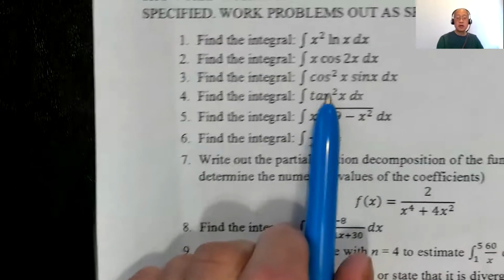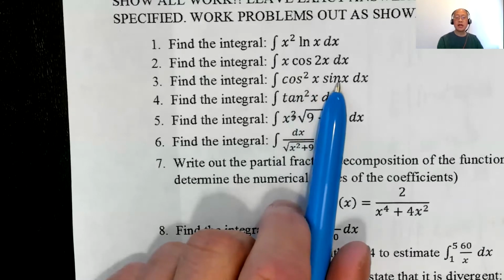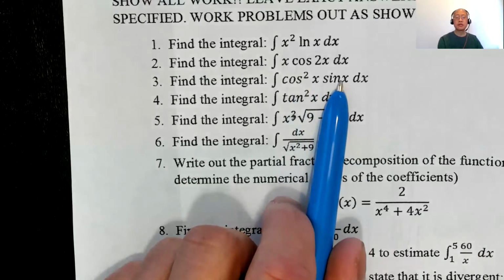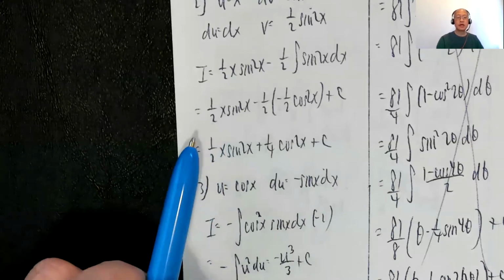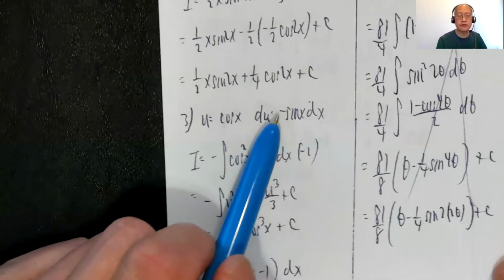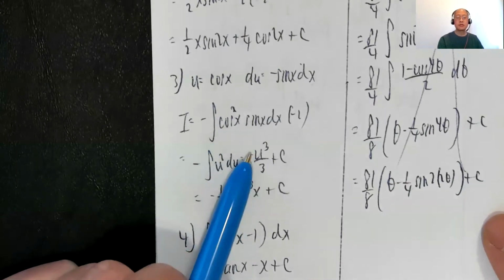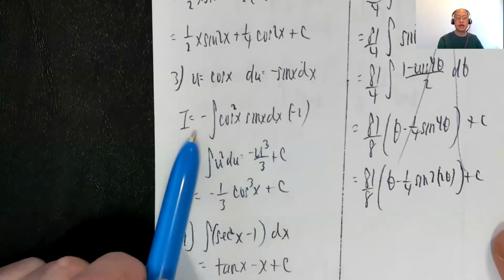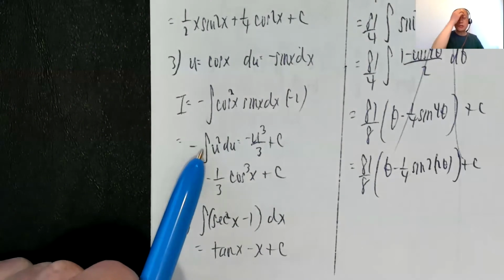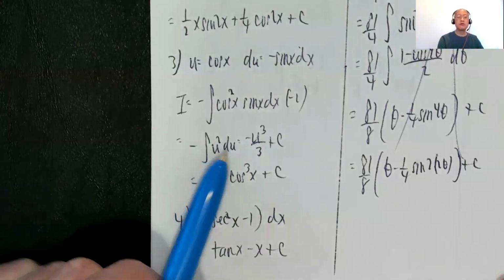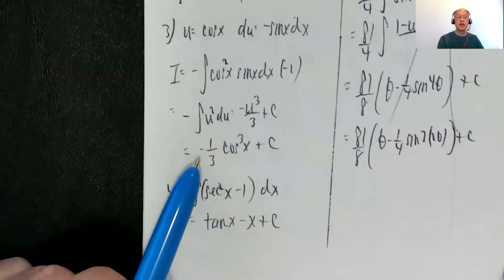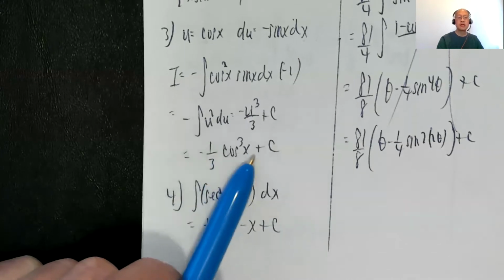Number 3, you've got cosine and sine and an odd exponent. So that's the best case of working this out. Let u be cosine x, du is negative sine x dx. So I becomes multiplied by negative 1 inside and outside. So after you substitute, you get negative u squared du, negative u cubed over 3 plus c, negative 1/3 cosine cubed x plus c.